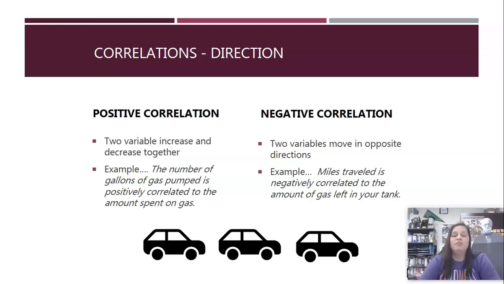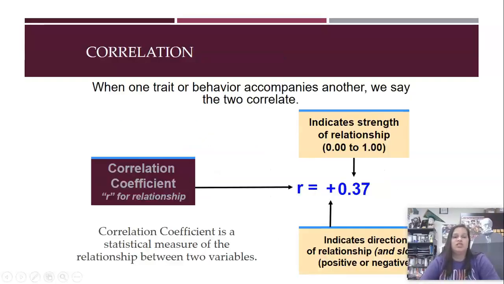For example, miles traveled is negatively correlated to the amount of gas left in your tank. The more miles you drive, the less gas you have left. You drive fewer miles, you have more gas left. As one goes down or decreases, the other one increases. That's a negative correlation. We can show how strong the correlation is by looking at the correlation coefficient, and it's represented by the letter R.